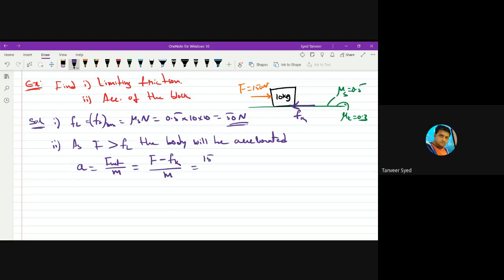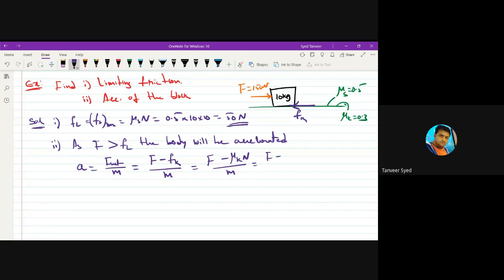Net force is applied force minus friction force, divided by mass. Applied force 150. How much is this kinetic friction? Kinetic friction is not 50 Newton. 50 Newton is limiting static friction. Kinetic friction will be mu k into mg.